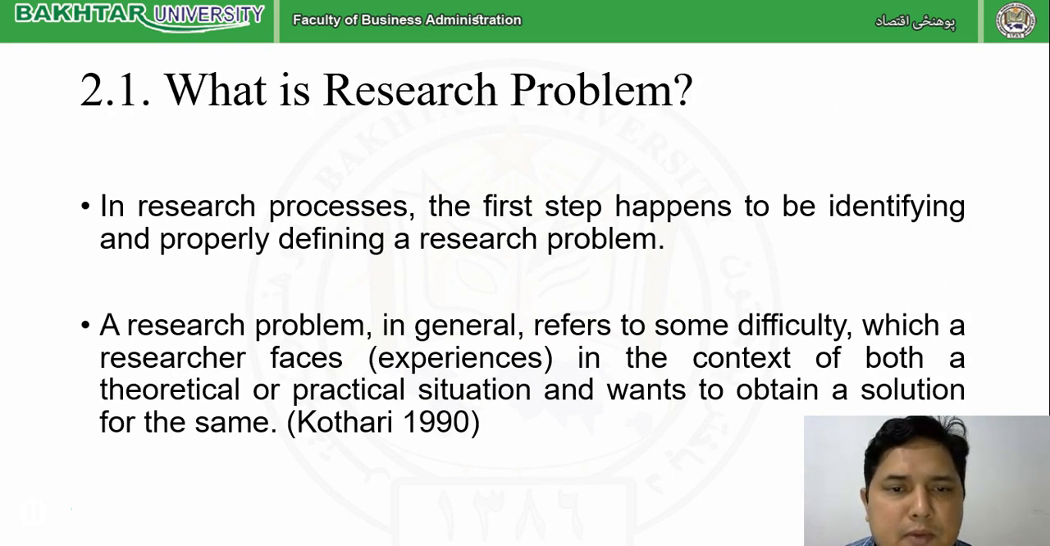What is research problem? In the research process, the first step happens to be to identify and properly define a research problem. Always. See, whenever we are facing any difficulties, personally or theoretically, observed by somebody else or by the researcher himself, when he is seeing the problem in a society, in his own organization, in his area, anywhere by his personal experience or other people's experience, and he wants to give the solution for that one. That is the first step, always the research problem.